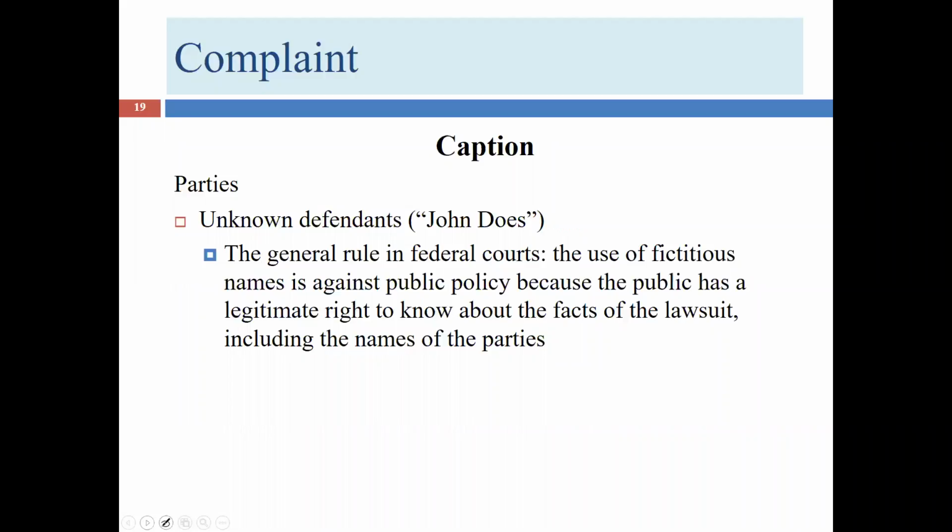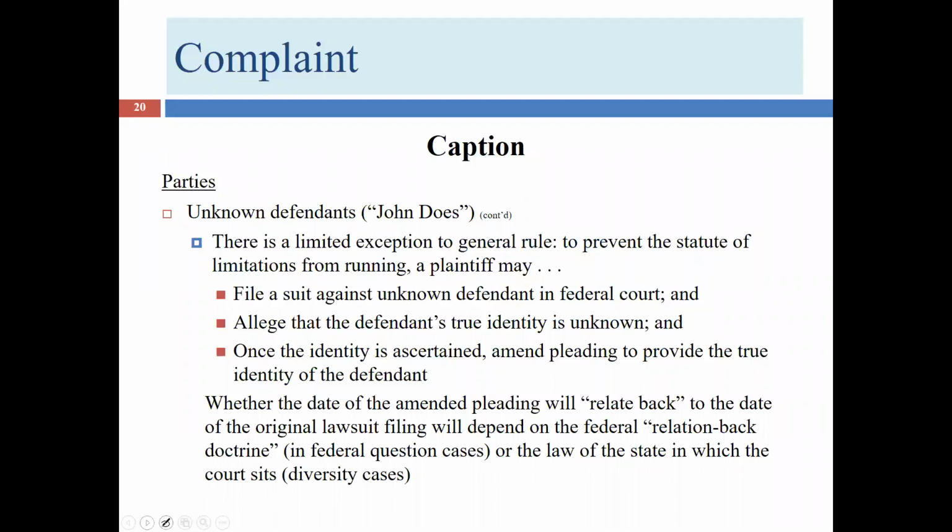Let's talk about the issue of unknown defendants, suing somebody as a John Doe or a Jane Doe. That's a fairly common practice in many state courts, but it is generally not permitted in federal courts. The idea is that the public has a right to know all the facts of the lawsuit. All court actions should be a matter of public record, and so if you're suing John Does, you're not revealing that information, and so generally, you're not allowed to use those types of names in federal courts. But there's some exceptions to that rule.